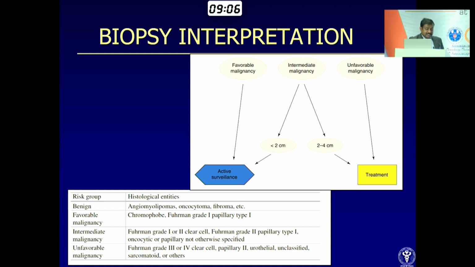On this basis, they have also proposed the treatment modalities. If it is a favorable malignant variant, they have proposed active surveillance. If the malignancy is unfavorable, they have recommended active treatment. In intermediate malignancy, if the size is less than 2 centimeters, one can opt for active surveillance. If it is 2 to 4, then one can opt for active treatment.